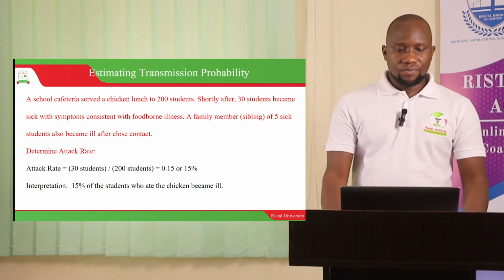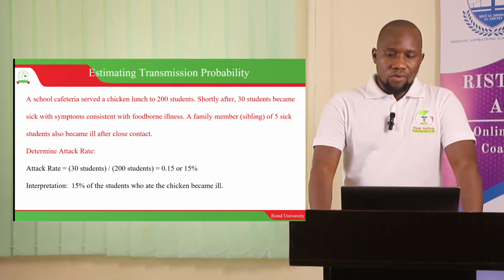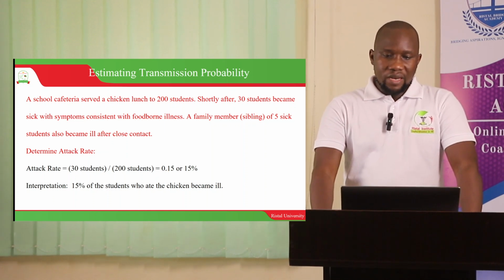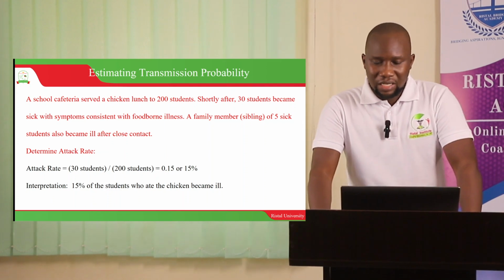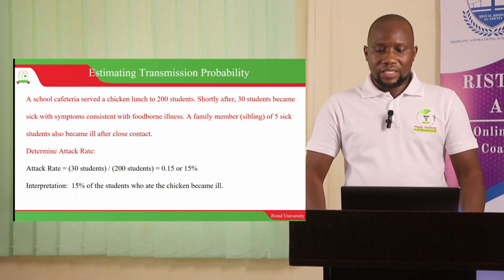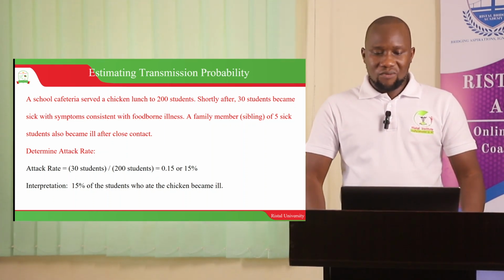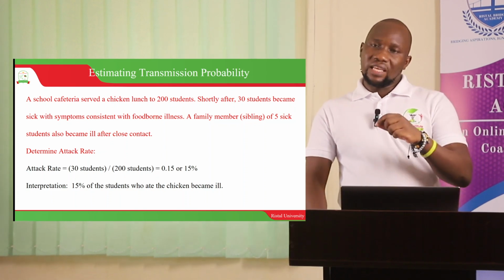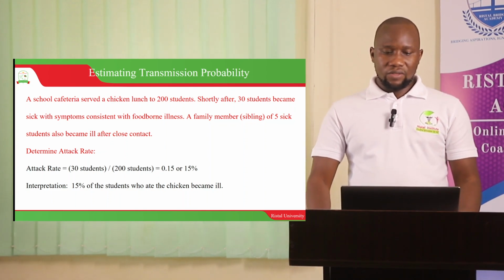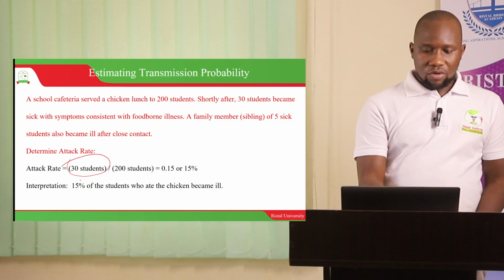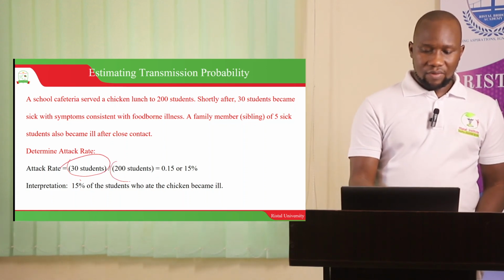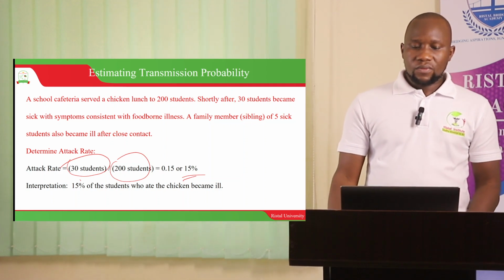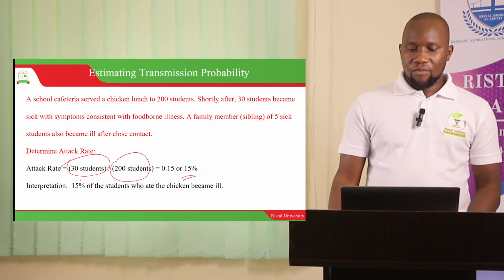So let's look at an example here. At a school, lunch was served, and that lunch had chicken. And then out of those that ate that chicken, the 200 students that ate chicken, 30 became ill with the foodborne illness. Determine the attack rate. Okay, the attack rate is about people who got illness after being exposed to the infectious agent. Okay, so you have the 30 people who got sick divided by the 200 that ate. So you have an attack rate of 15%. Okay, so 15% of the students who ate the chicken became ill.